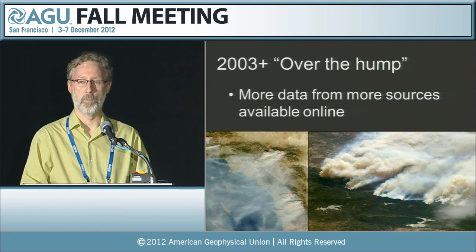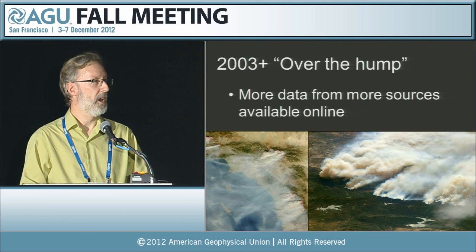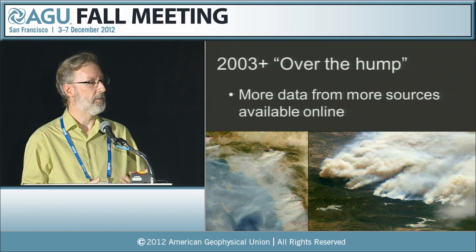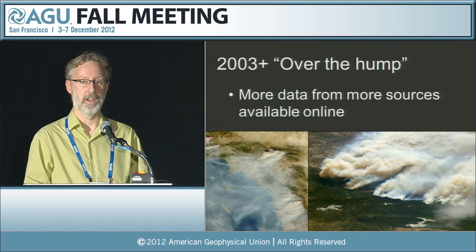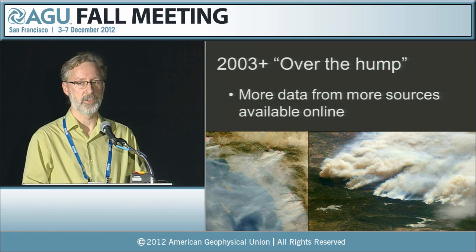There's more data from more sensors. Other satellites have launched. The Aqua satellite has launched. And more is available online. I'd say, I'm not 100% accurate, but I'd say that most of the data is finally out of the deep archives and accessible. And that really gives us the opportunity to turn things around relatively quickly.